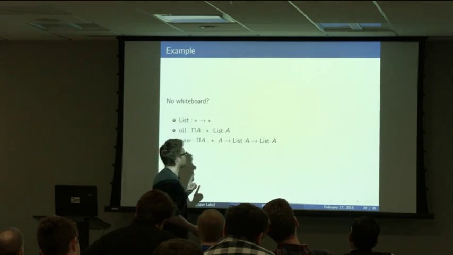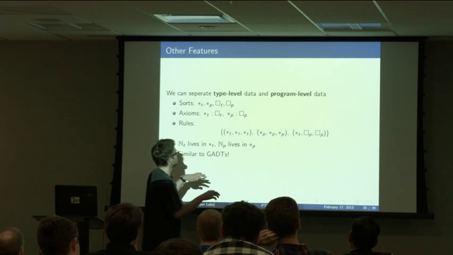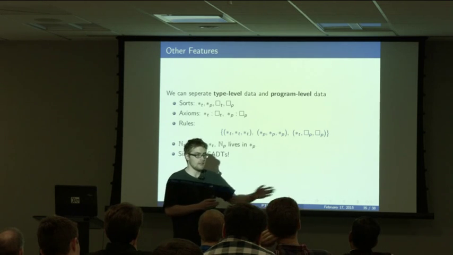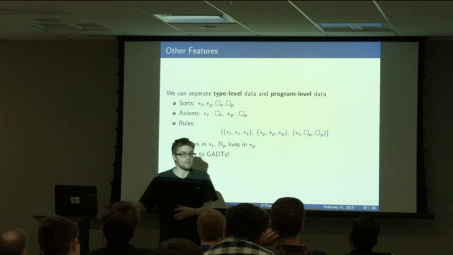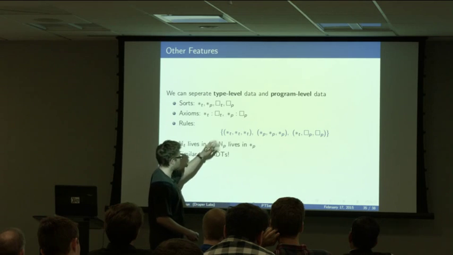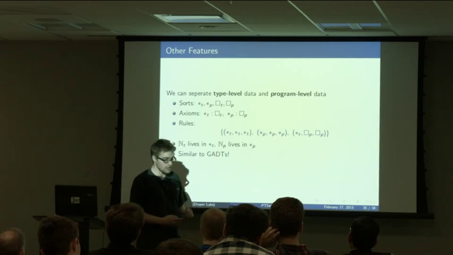Okay, but if you don't erase them, if you remember to separate out your P's and your T's, you get dependent data, but it's not programs. And you get programs that have dependent types, but programs can't themselves appear in the types. So this is kind of cool. And this is quite similar to what GADTs capture.